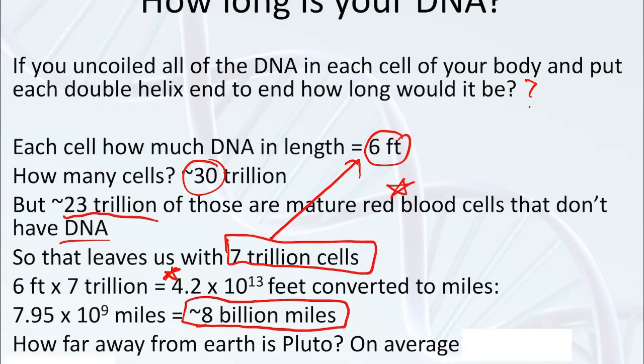Okay, 8 billion miles. Well, how far is it from Earth to Pluto, right? Which is not a planet anymore, it's a dwarf planet. The orbit of Pluto isn't a perfect circle around the sun, and it's always a little bit different distance from us at different times. But on average, it's about 7.5 billion miles from Earth.